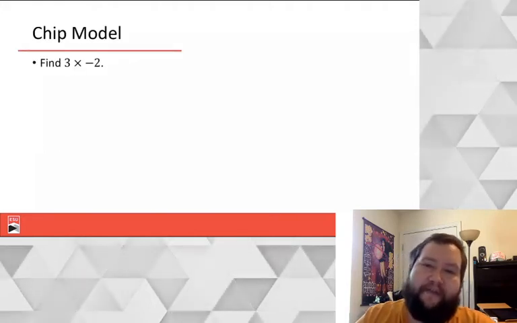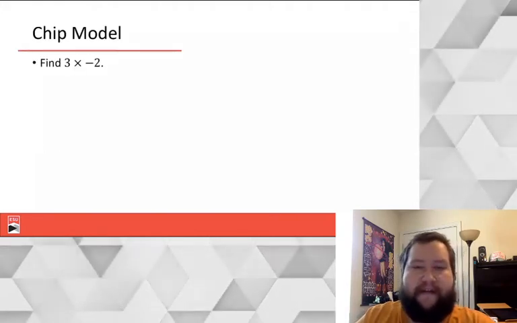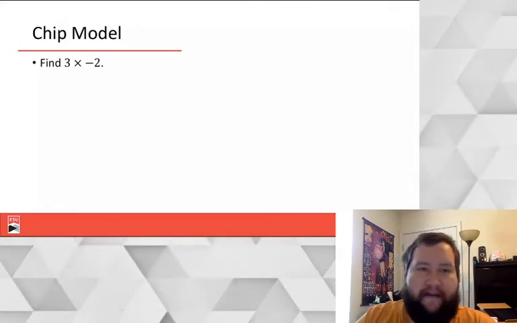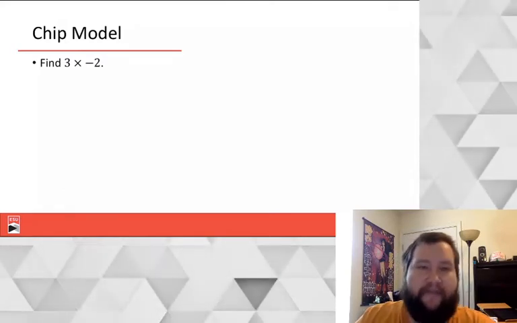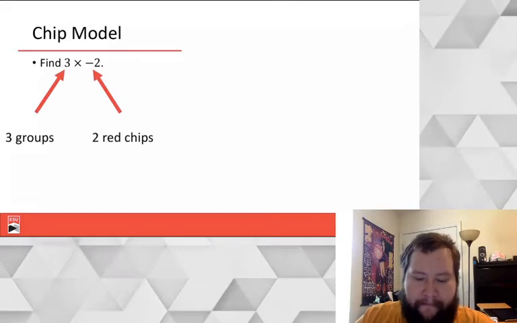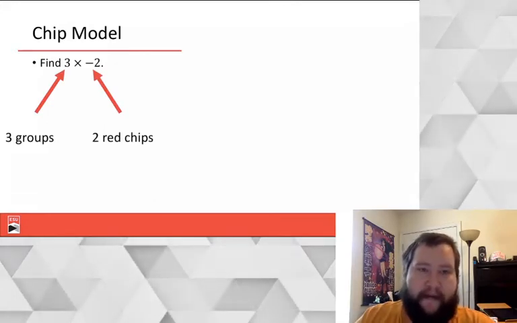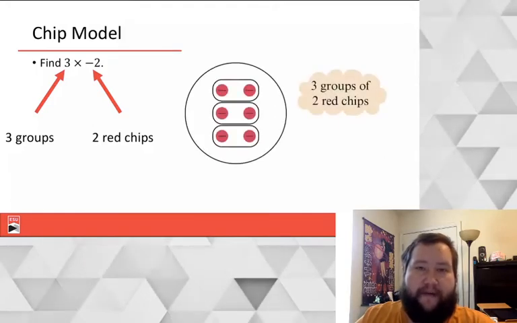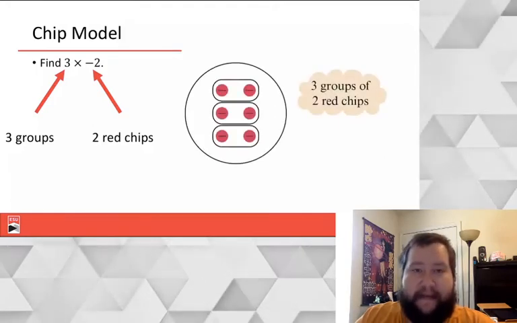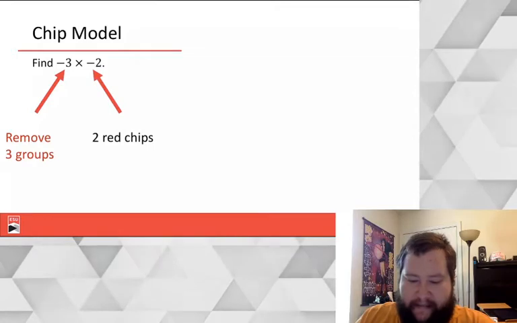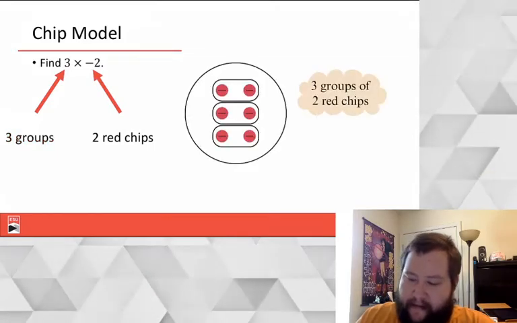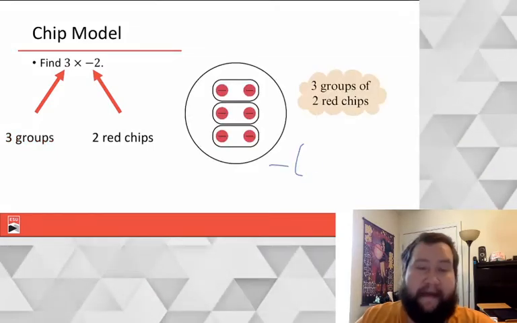Now, for integer multiplication, we'll just follow the same convention. Blue is positive and red is negative, and so here we have three groups of -2. So we have three groups of 2 red chips. And so we can draw a model that has three groups of 2 red chips. And how many is that together? That's -6. So in total we have -6.